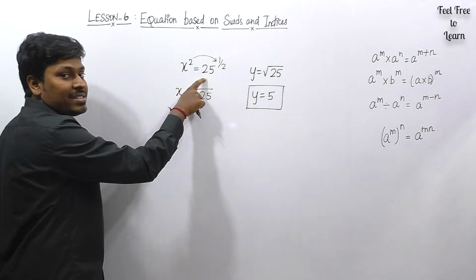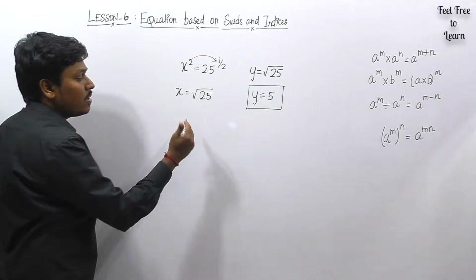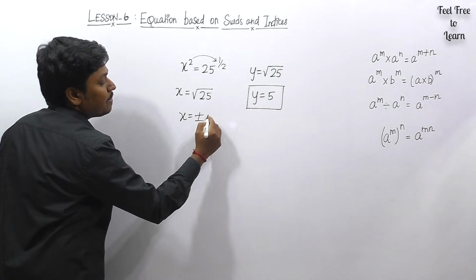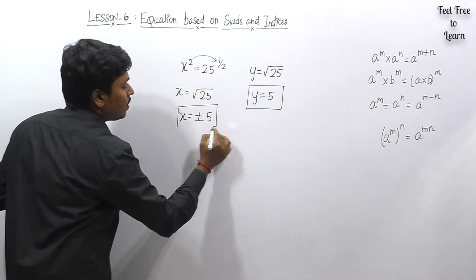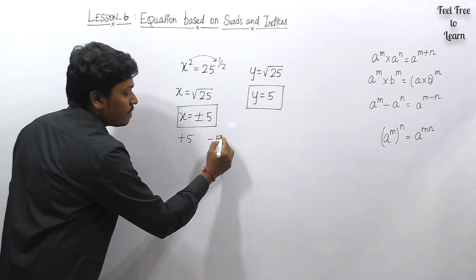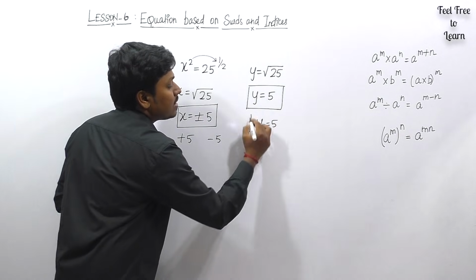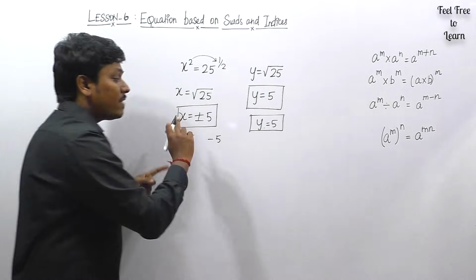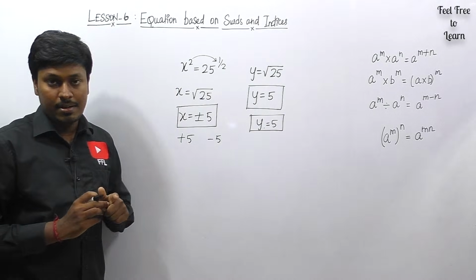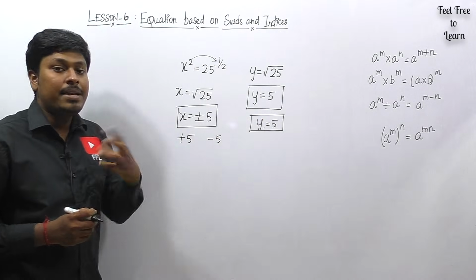Here in the given question there is no root. We have placed a root ourselves, then we are taking the square root, so the answer will be plus or minus 5. So finally for this x term, the answer is plus 5 and minus 5. But for the y term, there is only one answer, that is y is equal to 5. The difference between both questions is so important, because if you put plus or minus in both, the complete answer will go wrong.